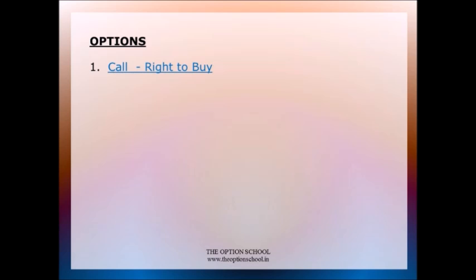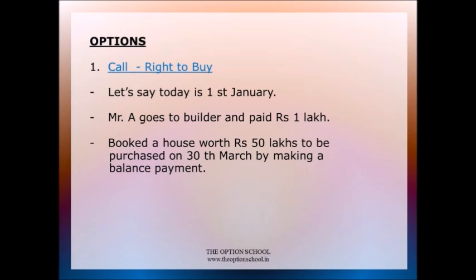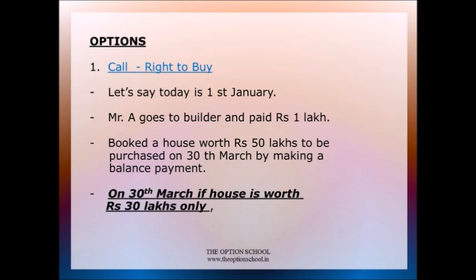Let's say today is 1st January and there is a person known as Mr. A, right? Now Mr. A wants to buy a house. So Mr. A goes to a builder and pays rupees 1 lakh to the builder and books a house worth rupees 50 lakhs to be purchased on 30th March, that is 3 months from now, by making a balance payment. Now something happens in that area and the worth of the house on 30th March is only 30 lakhs. What will Mr. A do now?